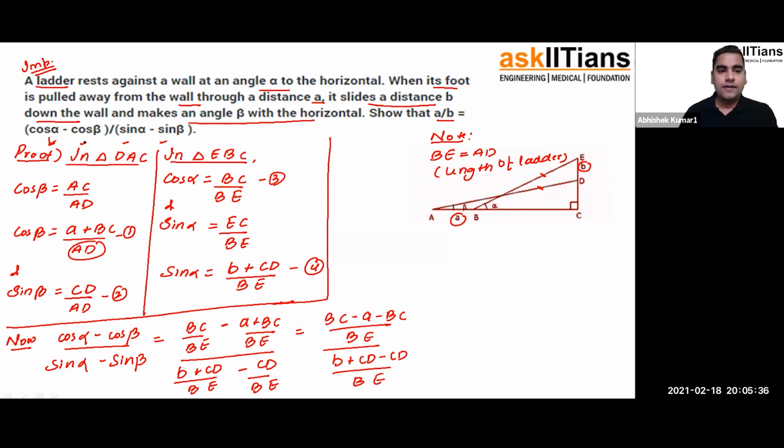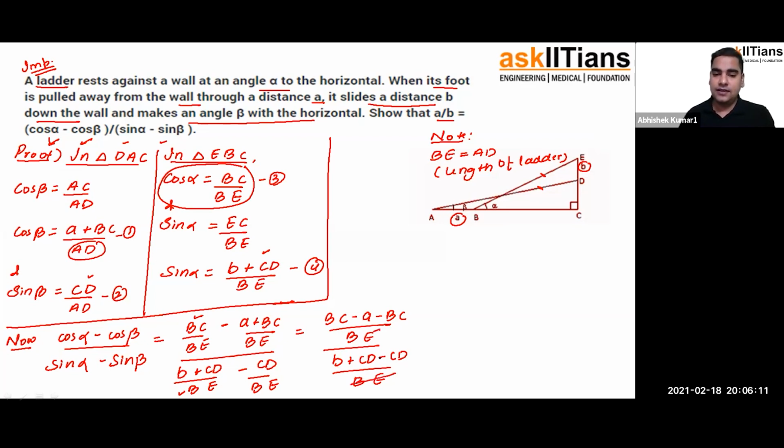Here you have cos alpha minus cos beta. Cos alpha is BC upon BE, so I substituted here. Cos beta is A plus BC over BE. In the denominator, you have sine alpha minus sine beta. Sine alpha is B plus CD upon BE, and sine beta, if you look carefully, is CD upon AD, and AD can be replaced by BE. After taking LCM, you will be getting BC minus A minus BC upon BE, and here B plus CD minus CD upon BE.